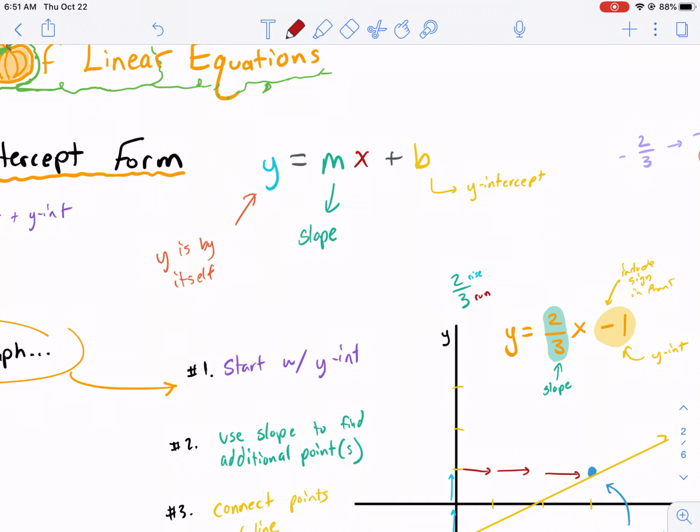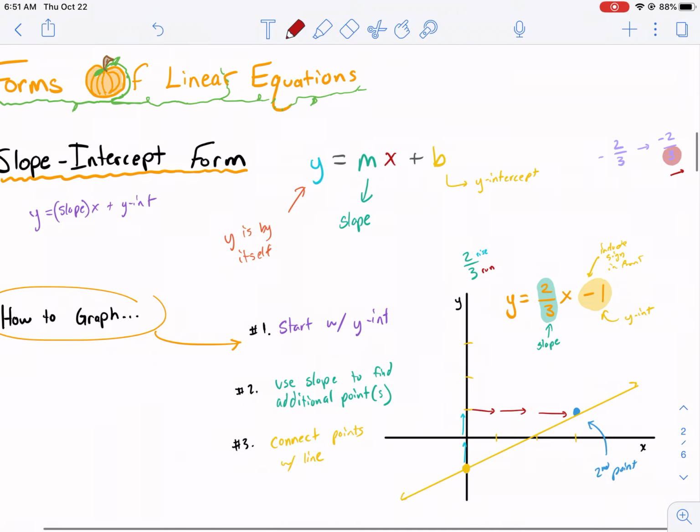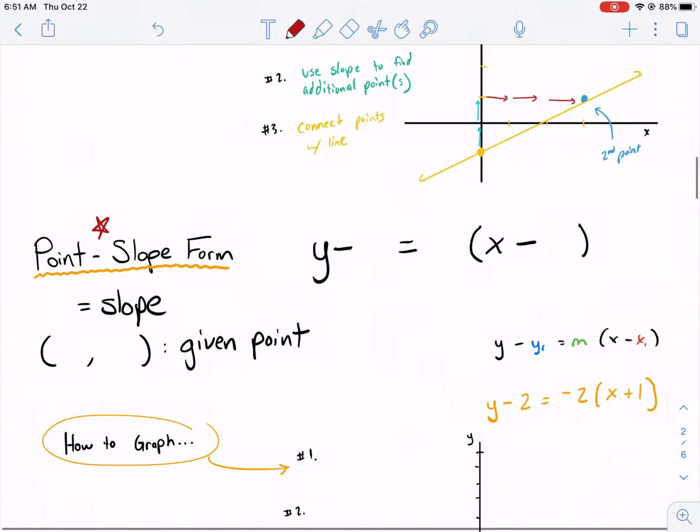Now, in slope-intercept form, the two key ingredients were that it had a slope and it had a y-intercept. That's why it's called slope-intercept form. The key ingredients for this form are that it contains a point, and it has a slope. So it's a little bit similar. Technically, a y-intercept is a point, but we're going to show how it's so useful here.